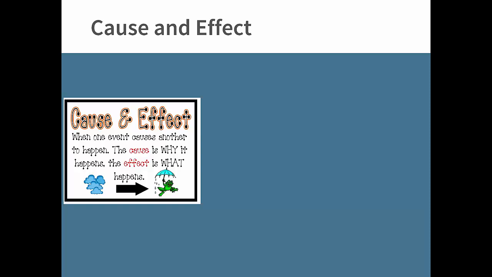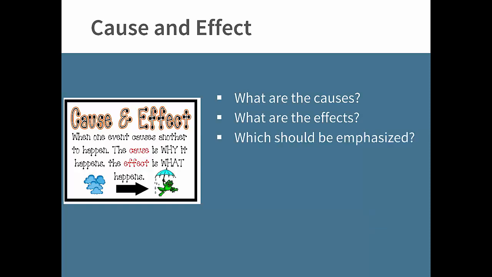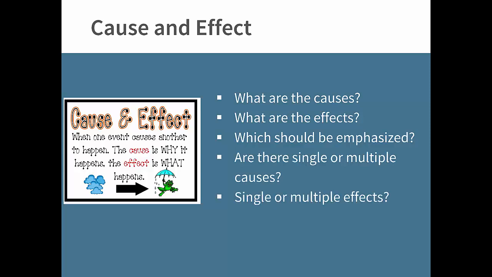To determine the effectiveness of cause and effect writing, students should ask the following questions. What are the causes? What are the effects? Which should be emphasized? Are there single or multiple causes? Single or multiple effects? Is a chain reaction involved? Four other methods of development besides cause and effect are classification and division, comparison and contrast, definition, and exemplification.